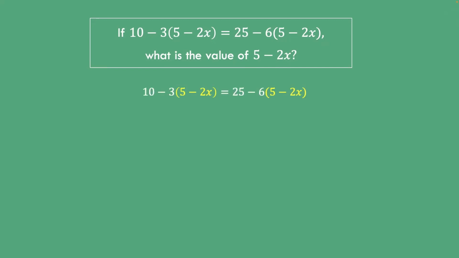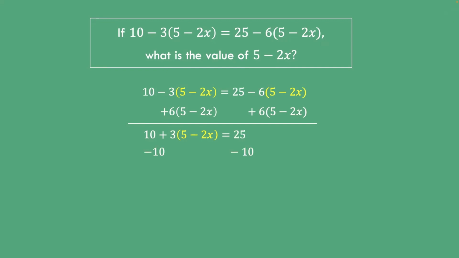If we look closely, we see the same expression, 5 minus 2x, appearing twice in the equation. We are asked to find its value directly. So let's treat 5 minus 2x as a single variable. Let's collect the 5 minus 2x terms on one side. We add 6 times the quantity (5 minus 2x) to both sides. Simplifying, this becomes 10 plus 3 times the quantity (5 minus 2x) equals 25.